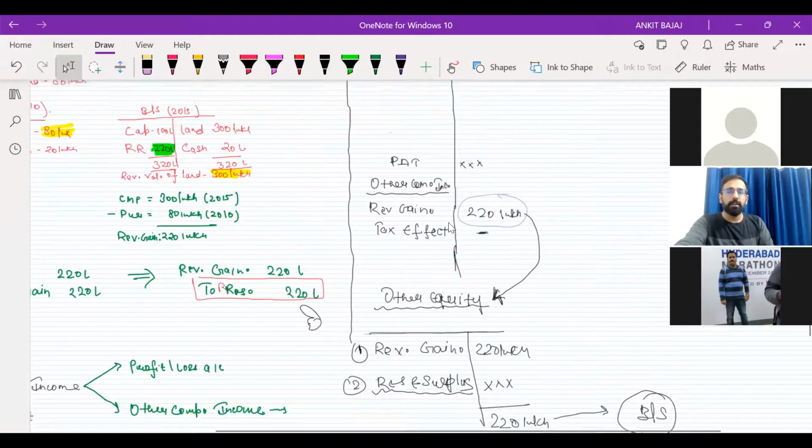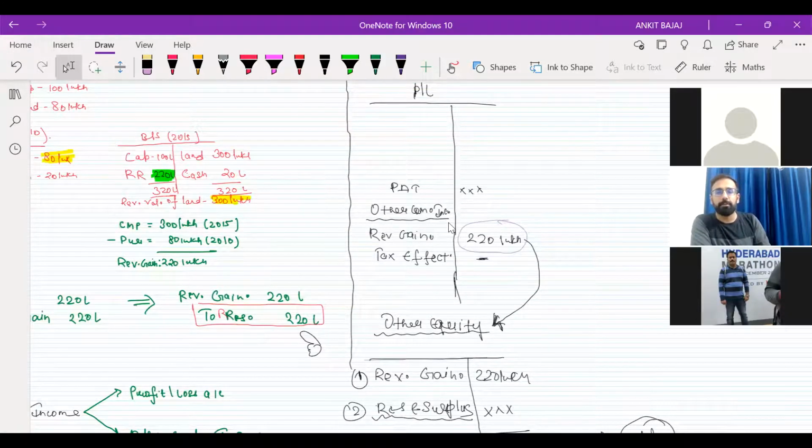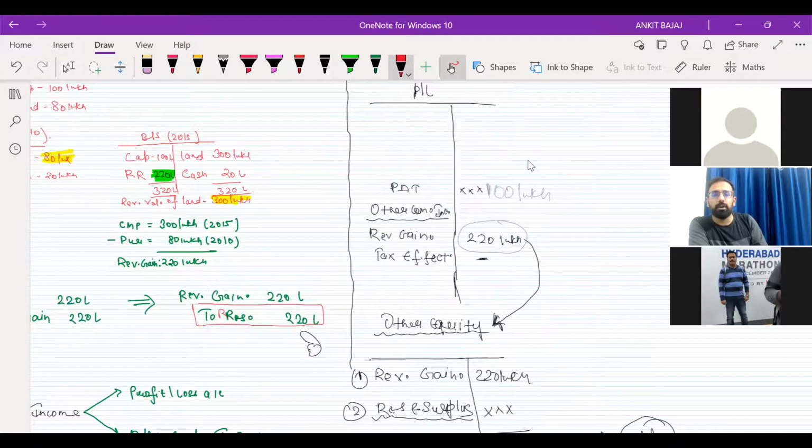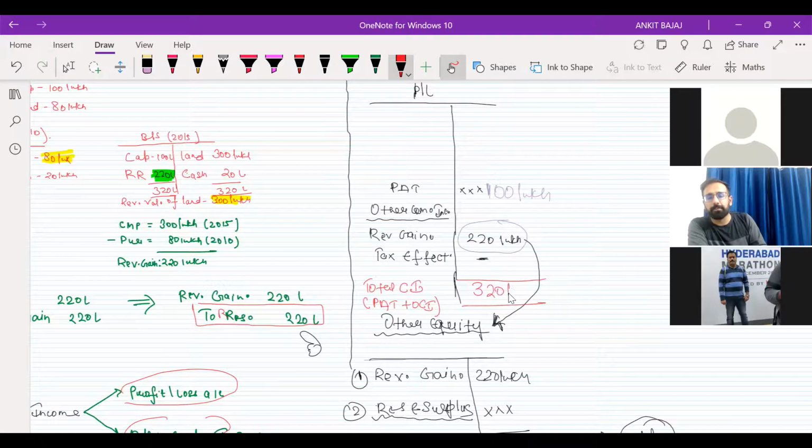Now, let's suppose, I'm assuming here, that during the year the company has earned a profit of 100 lakh rupees, right? When you do the total of comprehensive income, I have already told you that comprehensive income is the total of profit and loss account and other comprehensive income, which is the sum of PAT and other comprehensive income. So here the total will be 100 lakh plus 220 lakh. It will be 320 lakh rupees.